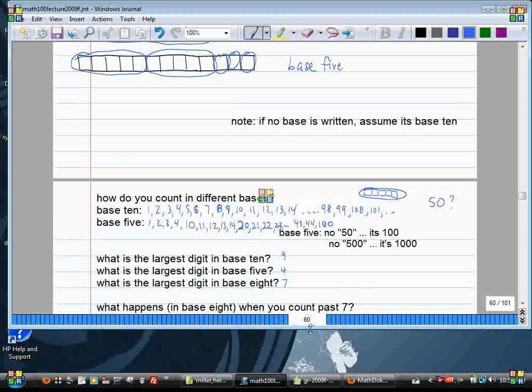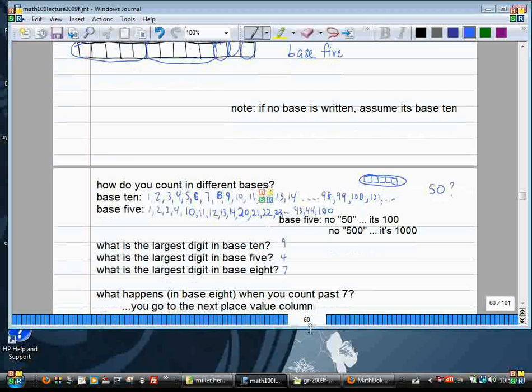So in base 8, what happens when you count past 7? Right. 10, or wherever you're at, you go to the next place value column. Right? So, for example, in base 8, what number comes after 17? 20. Because it ticks over to the next place value column.